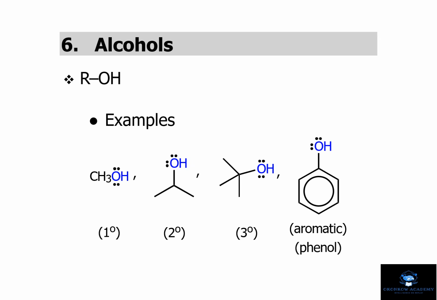So these are some of the structures of alcohols. As I've said earlier, this one is the primary, 2 degree secondary, 3 degree tertiary. So those are the examples.